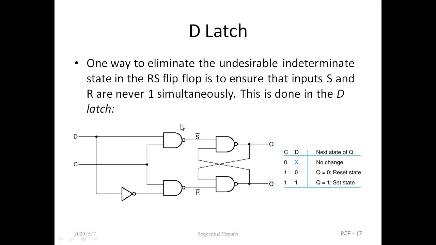0 1, what is the output of the NAND gate? 0 1 becomes 1. Here 1 1 1 becomes 0. Again the same condition. So there is the 0 condition, that is the reset condition, and Q equal to 1 is the set condition. These are the D latch.